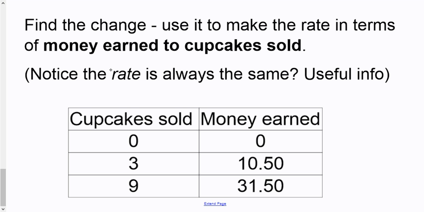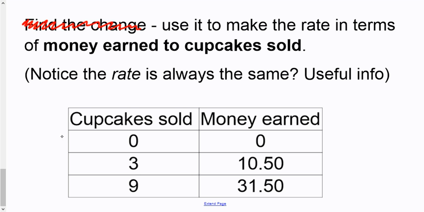All right, here's the very last one. Find the change. Use it to make the rate in terms of money earned to cupcakes sold. I don't like how I said find the change here. I'm trying to lead you about what I want you to do with this problem. Basically, it's this. This is like a vertical table here. I can't just use 0, 0 as a rate and 1050 over 3 and 3150 over 9. I can't really do that.